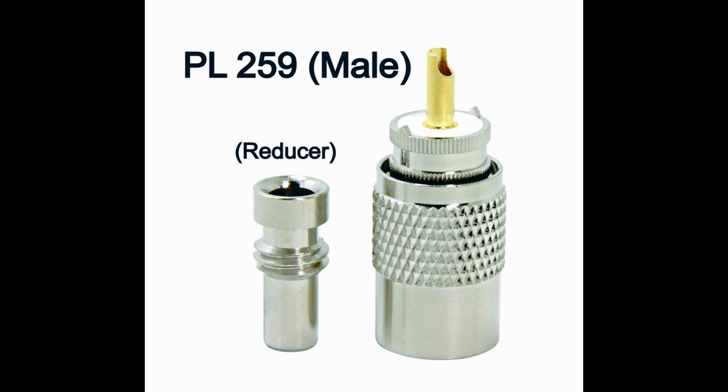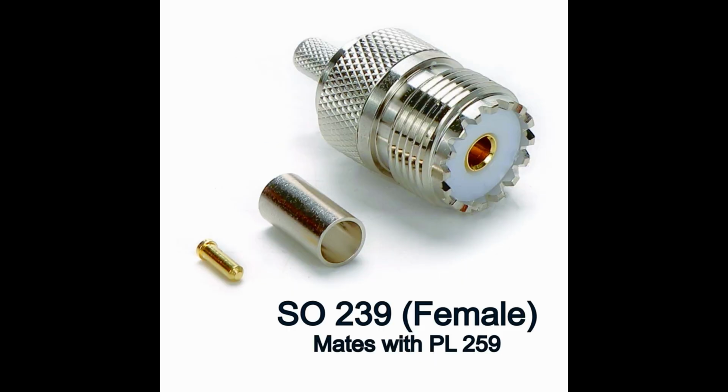The PL259 connector became the choice for amateur radio operators because it allows for impedance matching between components. Impedance matching ensures that signals flow seamlessly with minimal loss or disruption between various components. The PL259 connector is composed of three parts: the plug, the receptacle, and the center conductor. The reducer allows for a smaller size coaxial cable to be used with the connector. The connector that mates with the PL259 is the SO239 connector.